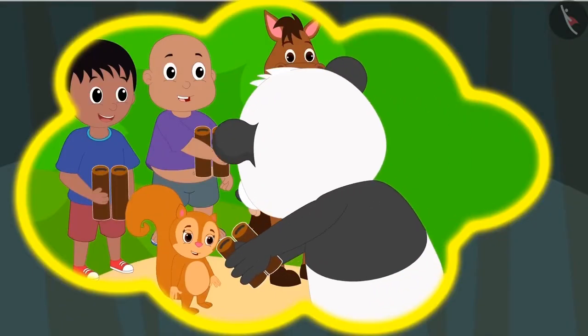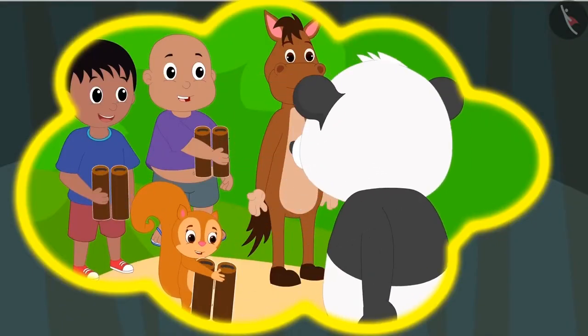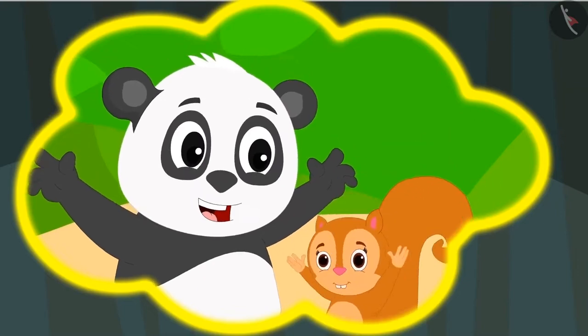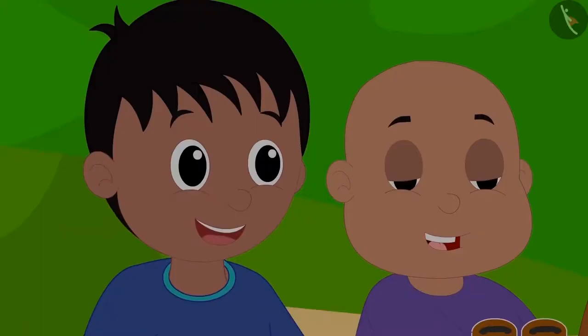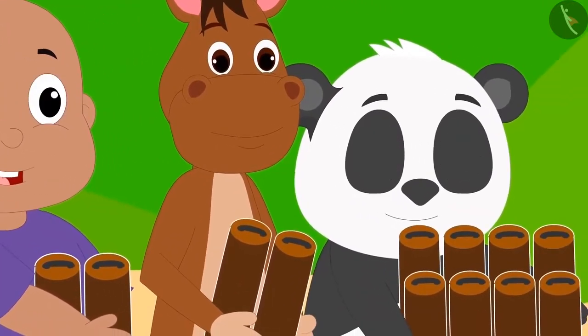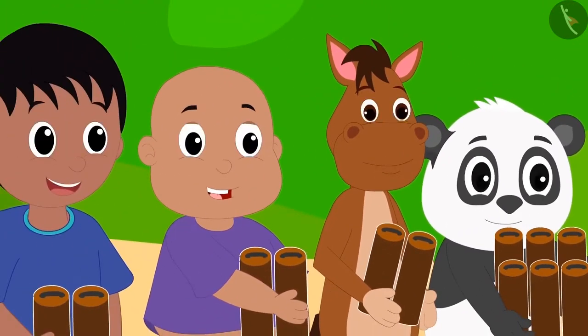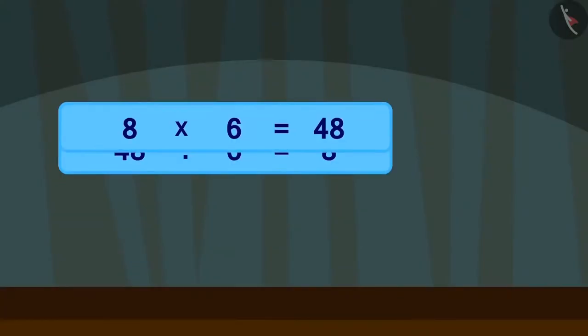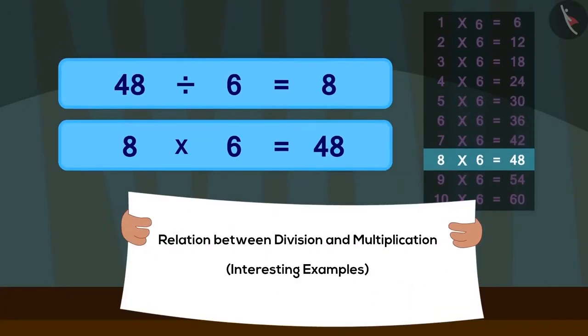Golu divided the wooden sticks among his friends and this made them very, very happy. Children, follow their example and share what you have with your friends and stay happily together. Children, in this video, we saw some interesting examples related to multiplication and division.